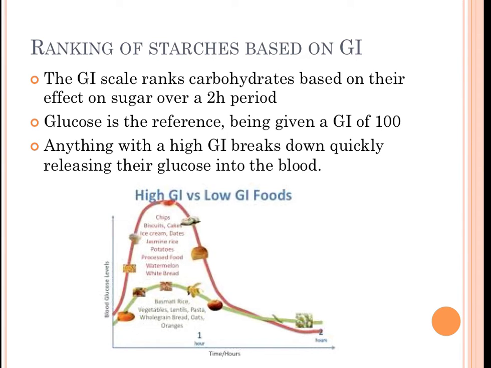Anything with a high GI breaks down quickly, releases the glucose into your blood very quickly, and therefore it might even give you a bit of a kind of sugar rush and then a crash. Things which are lower are going to release their energy much more slowly. Okay? So you can see it rises, but not as high, but it stays higher past that 2-hour mark.